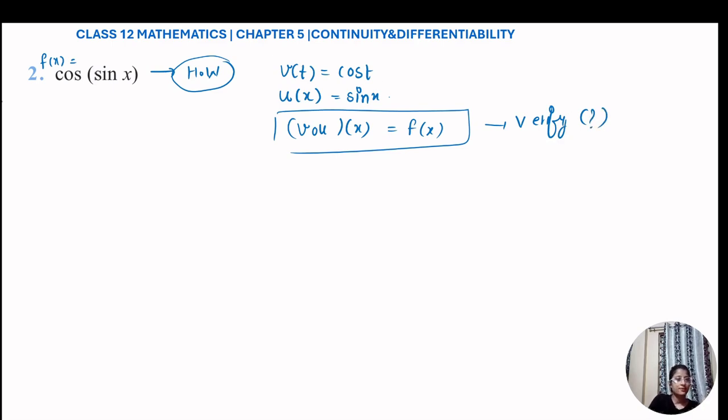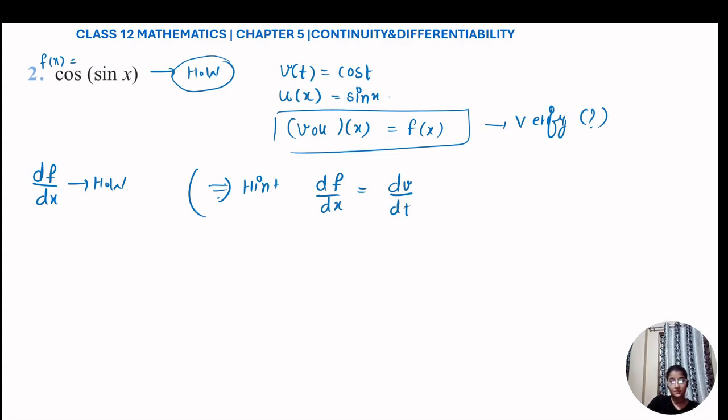Now what we have to find is our df by dx. This is your homework. How can you do that? I'm just giving you a hint. Your hint is that df by dx, using your chain rule, is nothing but dv by dt, because v is in terms of t, right? And as your u of x is sin x.